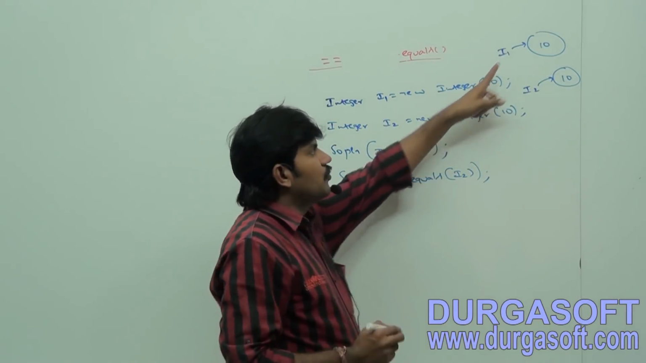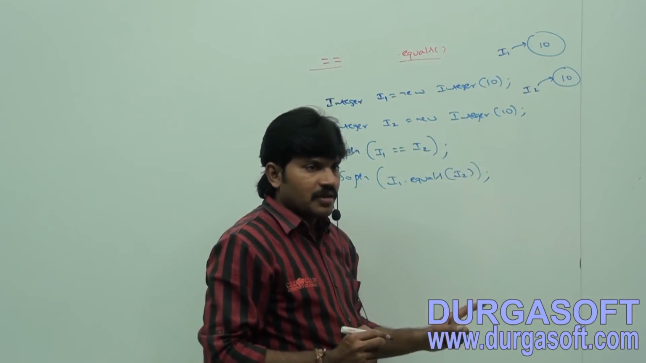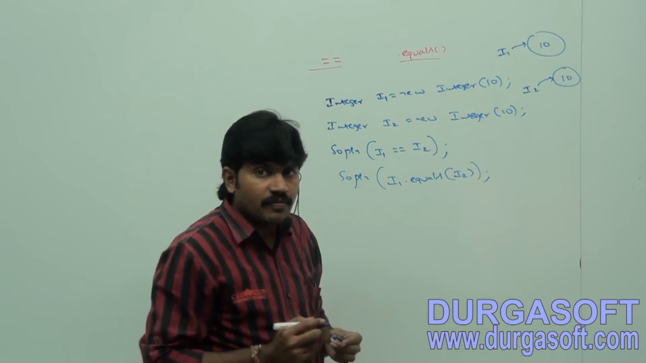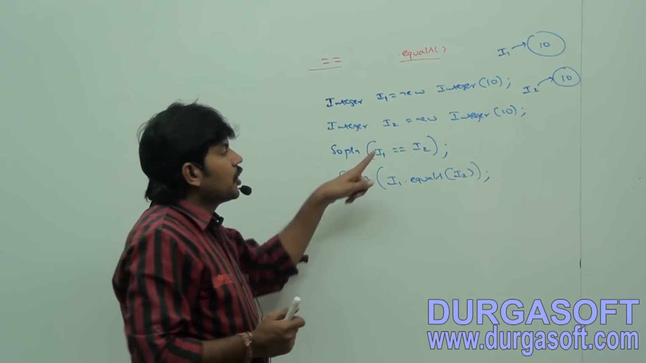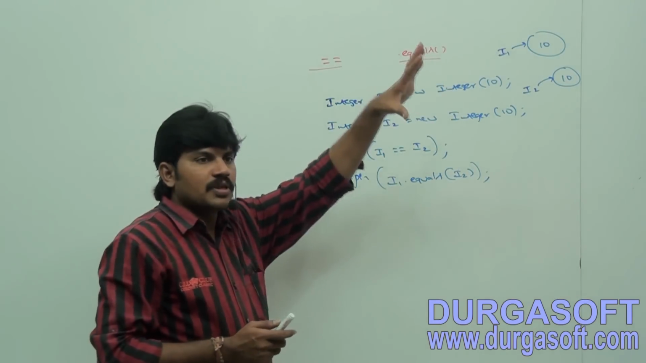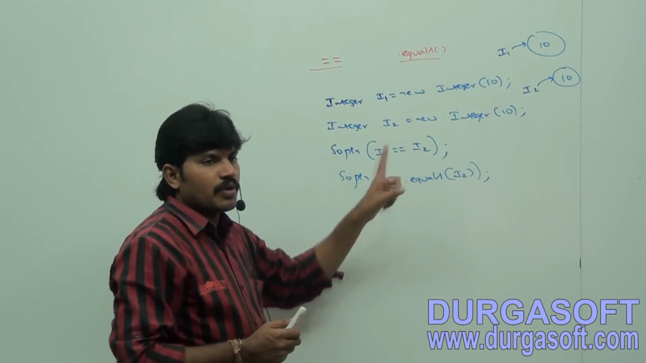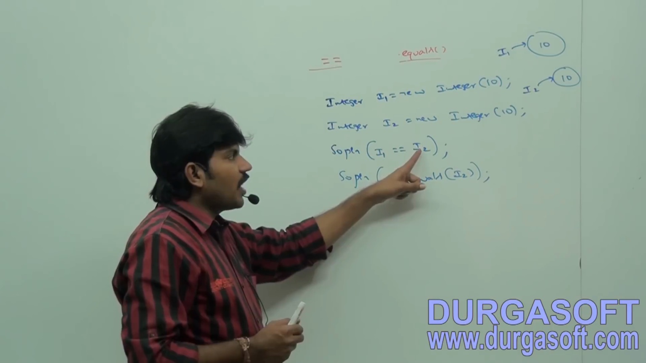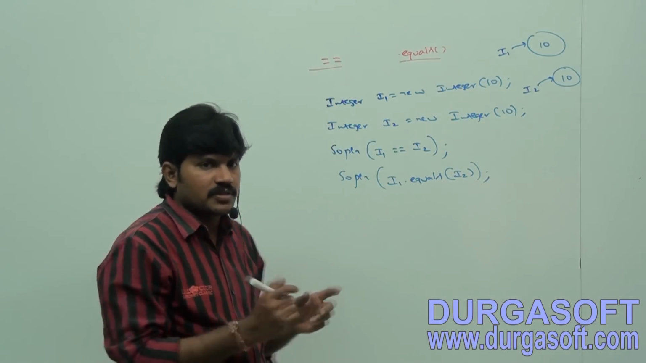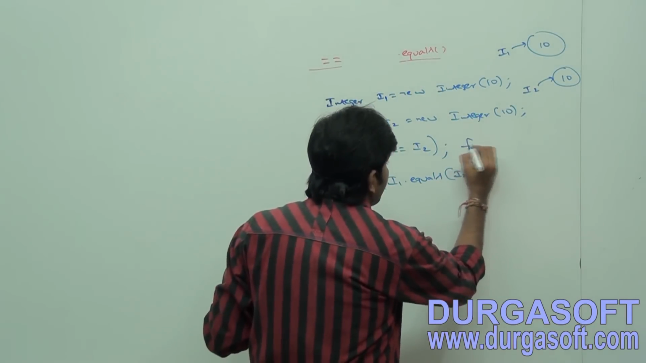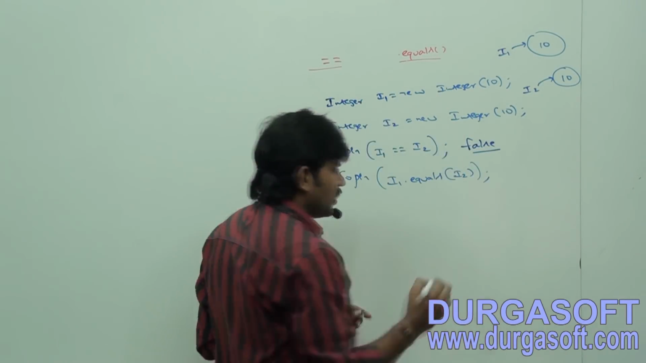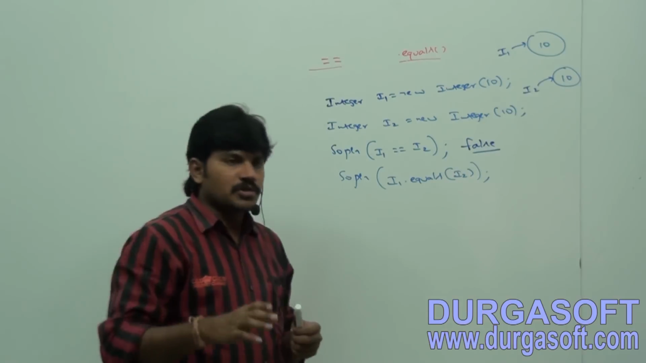Sir, I1 and I2 are not pointing to the same object, but what is the double equal operator meant for? Reference comparison. If both references point to the same object, then only the double equal operator returns true. But here I1 and I2 point to different objects. That's why what answer are we going to get? False is the answer.